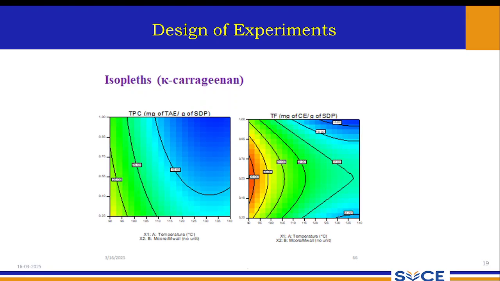So similarly for isoplate for cake origin, in terms of total phenolic content and the total flavonoid content. Here also the red indicates the highest point and the blue indicates the lowest point. Okay, similarly goes for the total phenolic content as well.